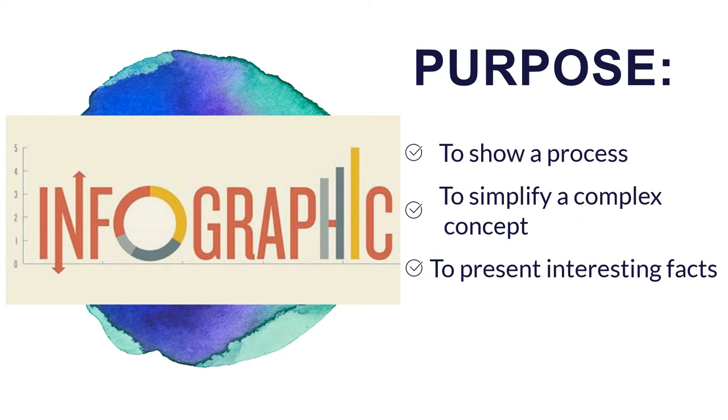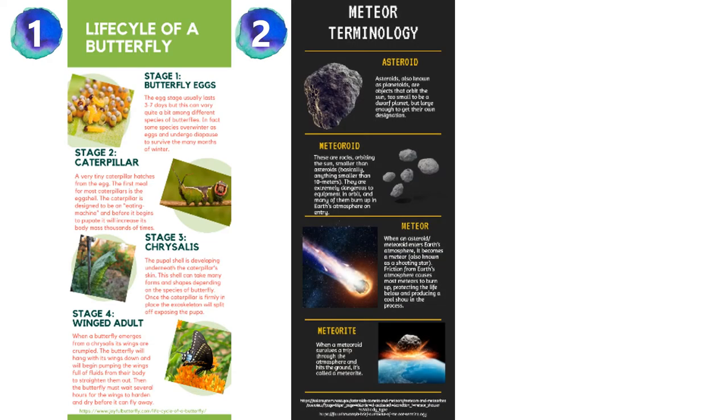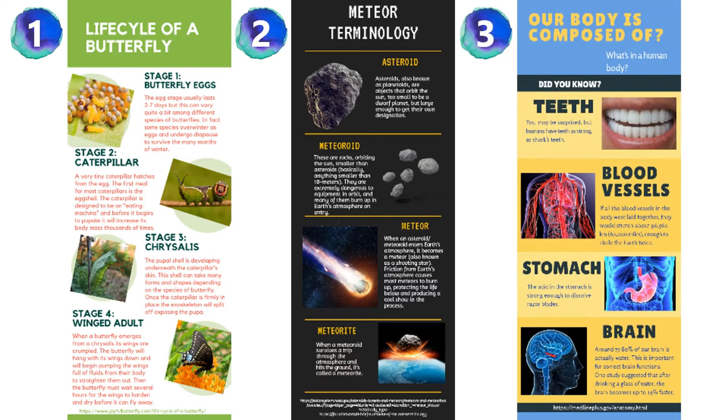I will be presenting three examples of infographics that we've made, and we chose the subject science for those infographics, and each of those infographics serves different purposes. For the first example, the life cycle of a butterfly, which is under biology. The second one is meteor terminology, which is under astronomy. And the last example is entitled, "Our body is composed of what's in a human body." I will be explaining each of these infographics briefly.